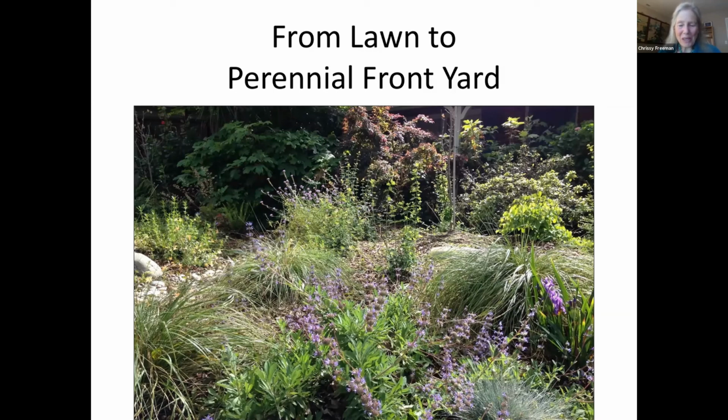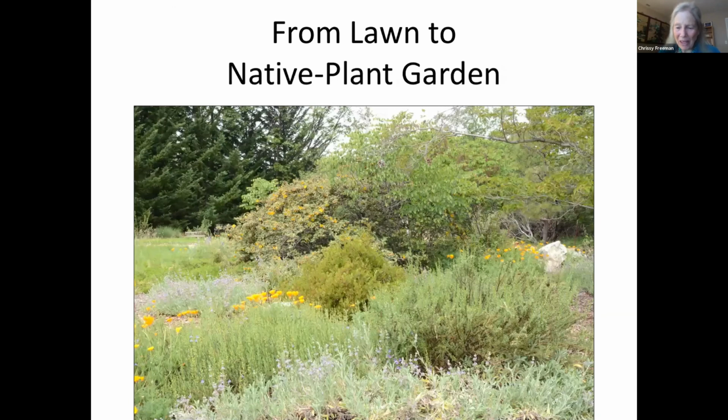Here, we converted a 1,200 square foot lawn, and it became a drought tolerant native plant garden featuring boulders and wood chip mulch. And this is more in line with the chaparral type planting up here. This is in my front yard.